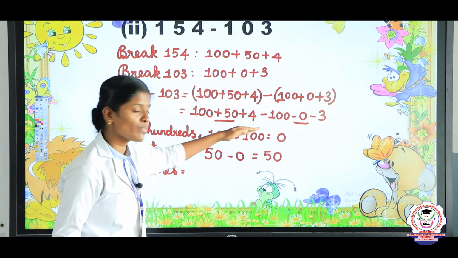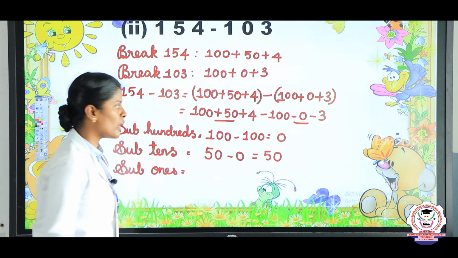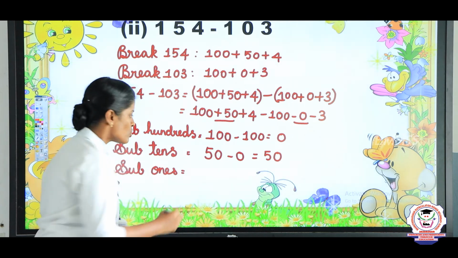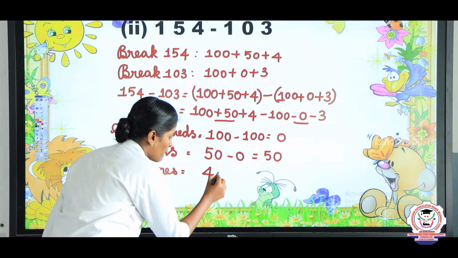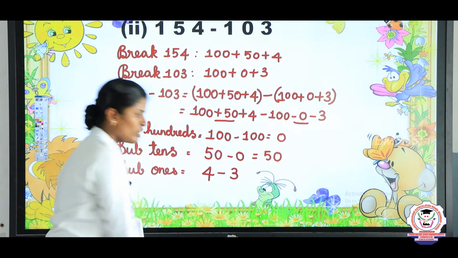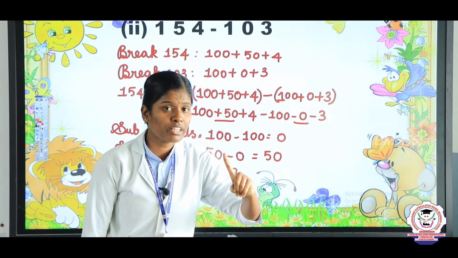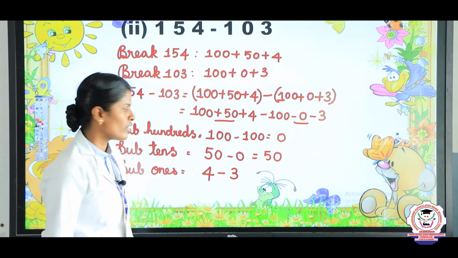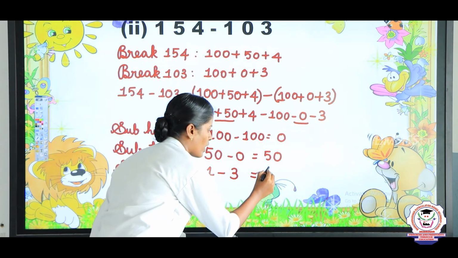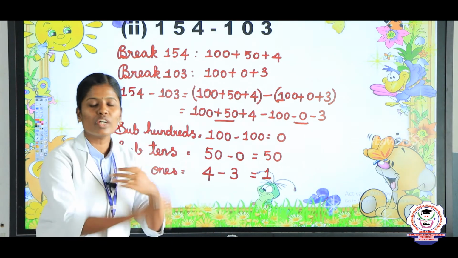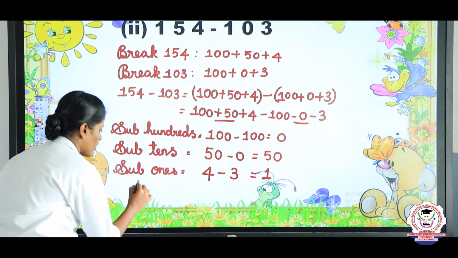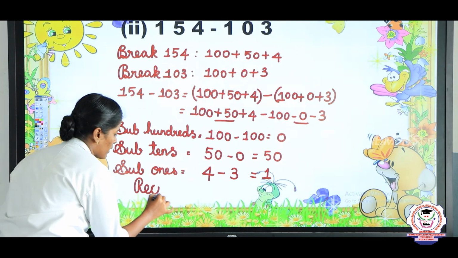What are the ones place values here? The ones place values are 4 and 3. So take and write 4 minus 3. What is the answer? Just show your 4 fingers, 3 fingers. So the answer is 1. Write the answer 1. Now we are going to recombine this. Recombine.